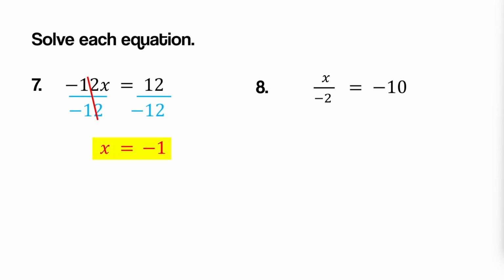X is divided by negative 2. Undo that by multiplying both sides by negative 2. The negative 2's cancel out, leaving x alone. On the right, negative 10 times negative 2 equals positive 20. Therefore, 20 is our solution.